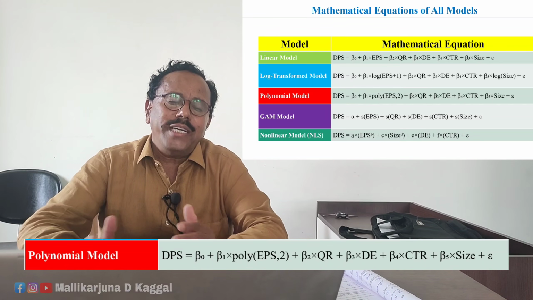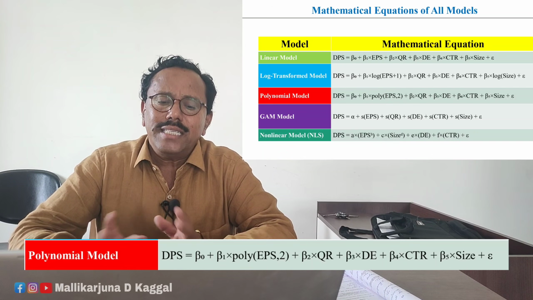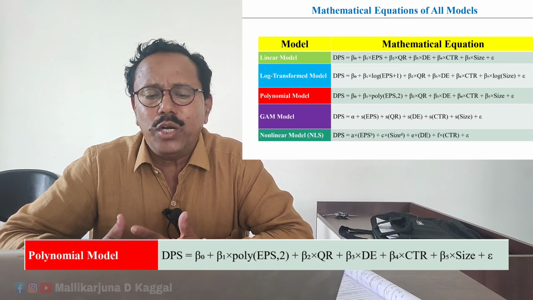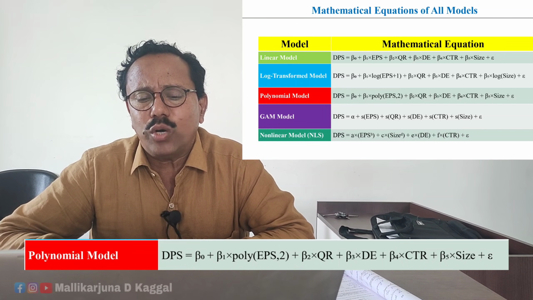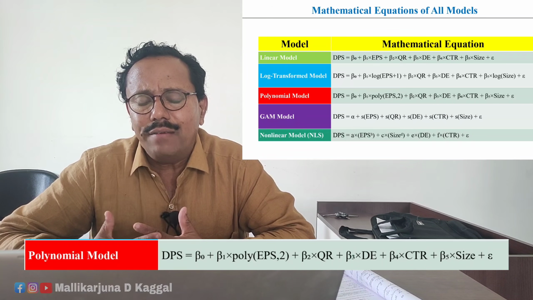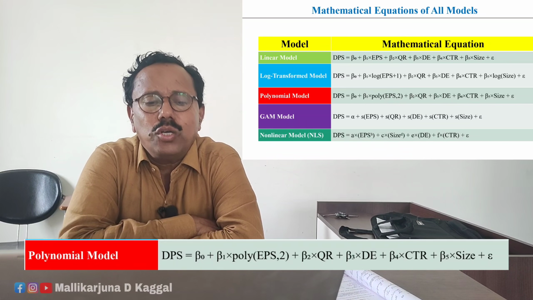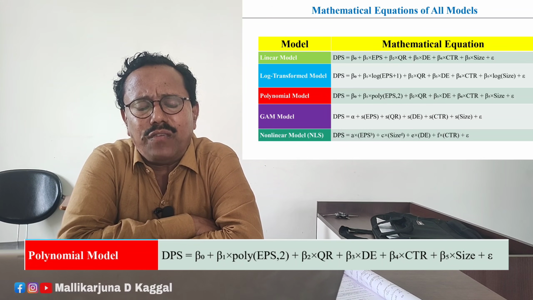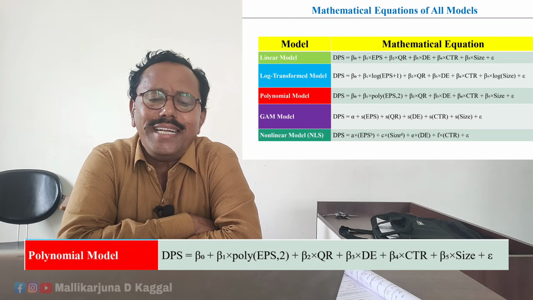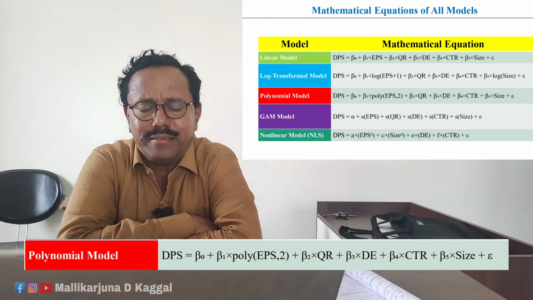I have used a polynomial function only for EPS. That is EPS comma 2, meaning power of 2. The same I have not used for other independent variables. They are all plain. B2 is the coefficient of QR, B3 is the coefficient of D, B4 is the coefficient of CTR, B5 is the coefficient of size. Here I have used a polynomial function only for the EPS independent variable. So whenever we use any mathematical function either for one or for all, this becomes a non-linear function. It is not necessary that you use mathematical functions for all the variables you have considered.